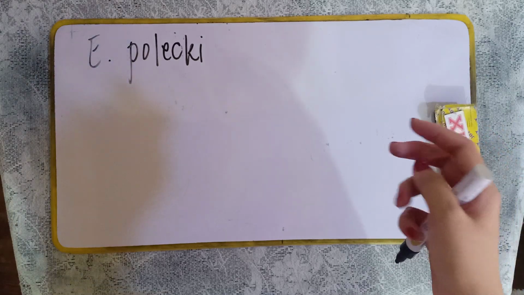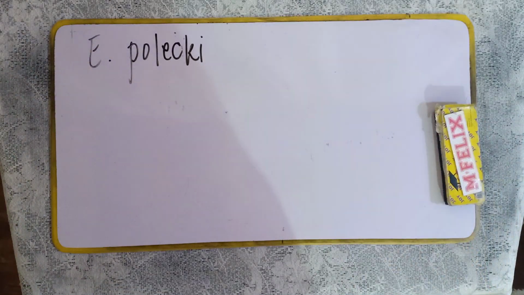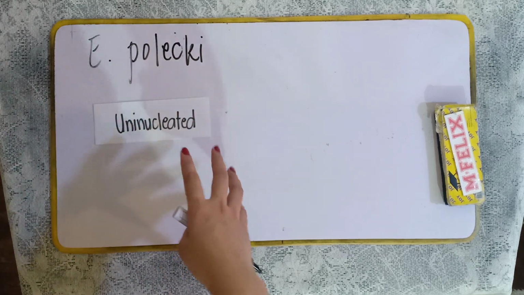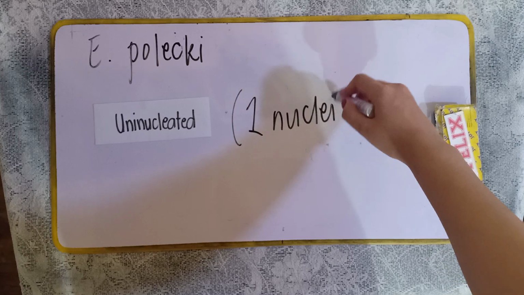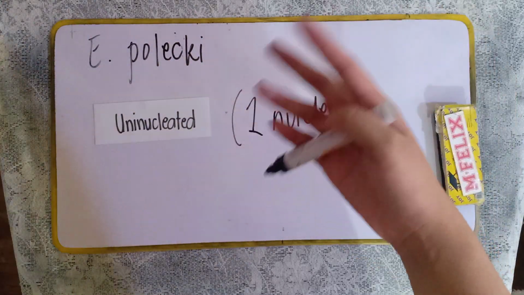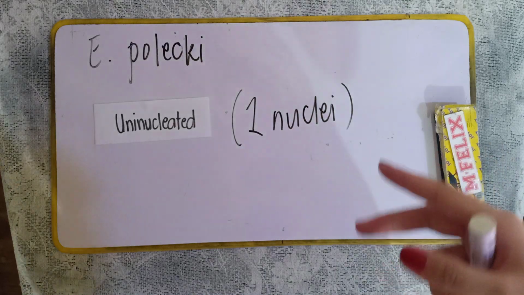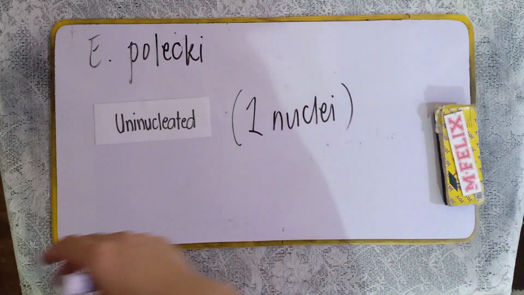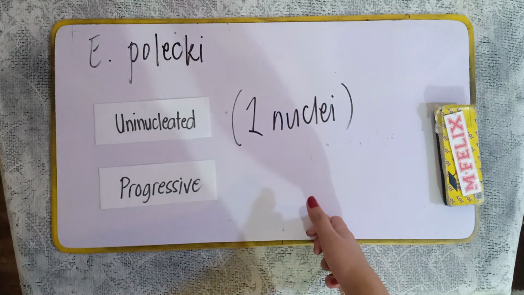Okay, now it can be distinguished from E. histolytica in that its cyst is consistently uninucleated. Okay, so consistent lang na 1 lang ang kanyang nuclei compared to your E. histolytica, which is sometimes quadrinucleated. Also, when it comes to their movement, it has a progressive unidirectional motility.